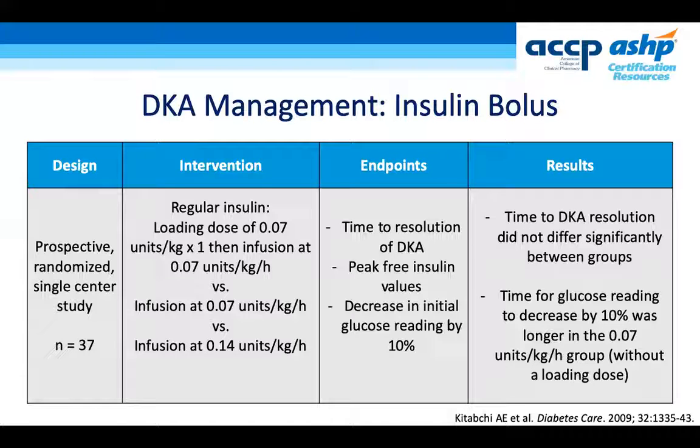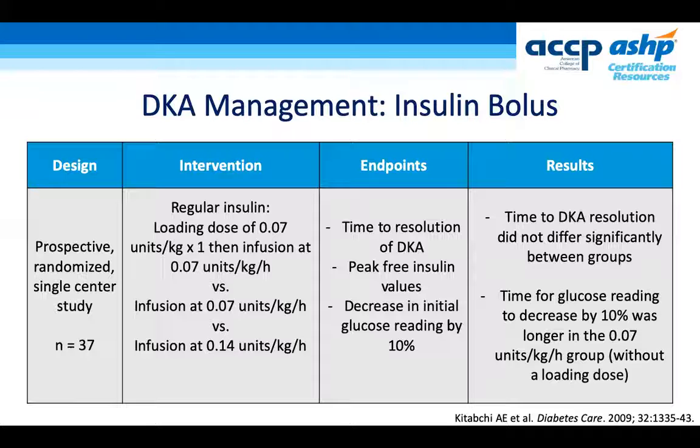So in 2009, there was a prospective randomized single-center study of 37 patients. It was using regular insulin, and they looked at using an insulin bolus of 0.07 units per kilo, and then an infusion at 0.07 units per kilo per hour. And then the second group got just an infusion at 0.07 units per kilo per hour without a bolus. And then the third group also received no bolus, and the infusion was started at 0.14 units per kilo per hour.